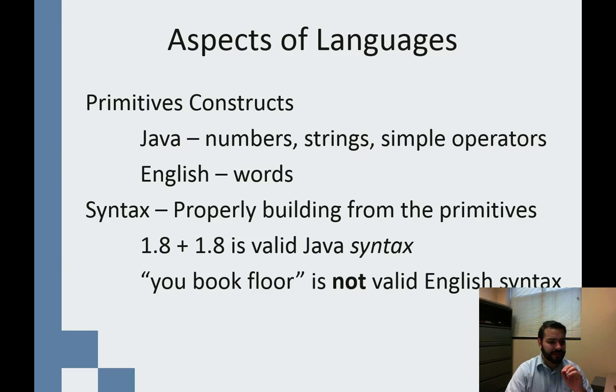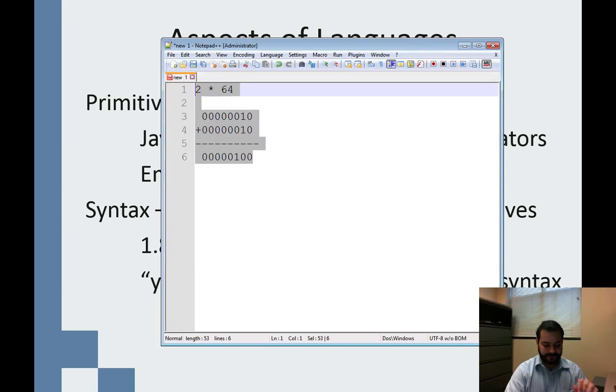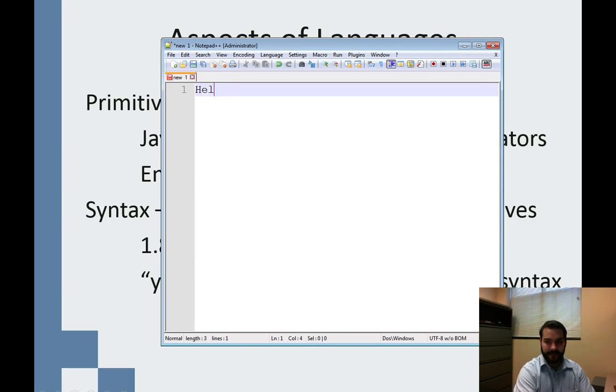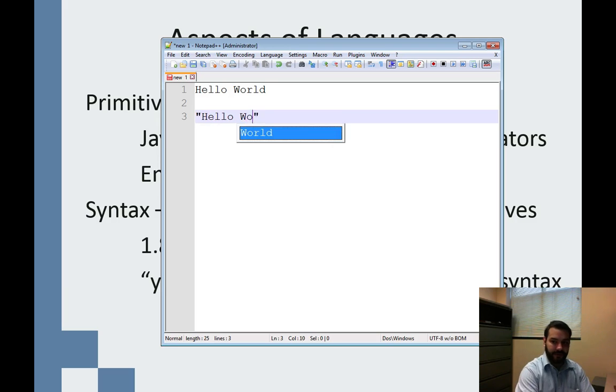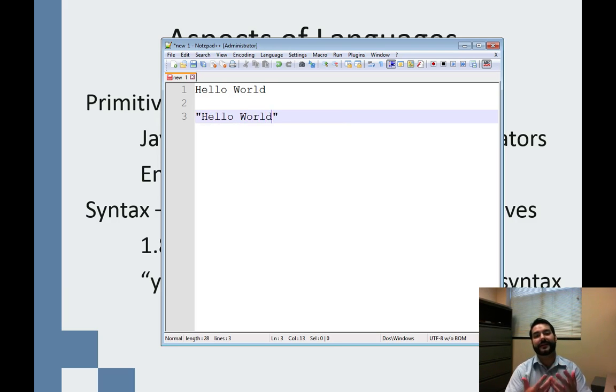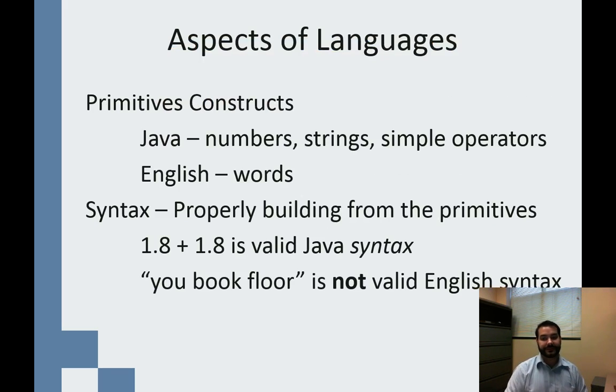But when we think about strings, this is text: hello world. If I want to actually have my computer program say hello world, I have to include quotations, double quotes on both sides of it. "Hello world." That allows me now to store that as a primitive construct, as a piece of information. So we can continue to build on this idea.